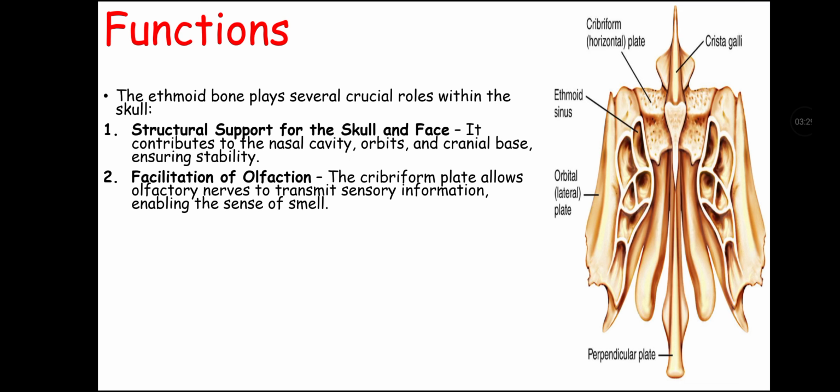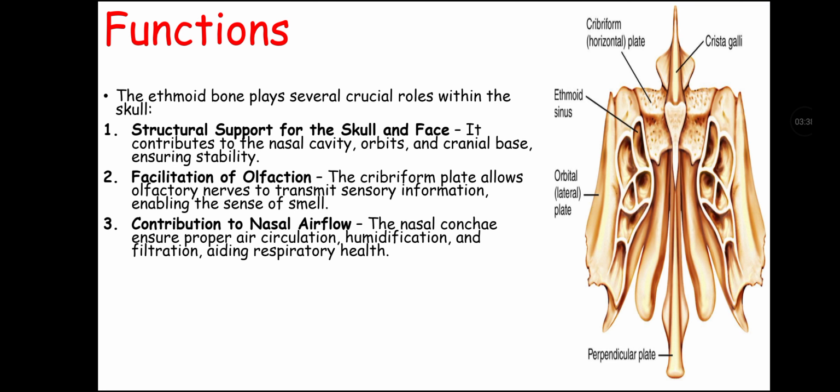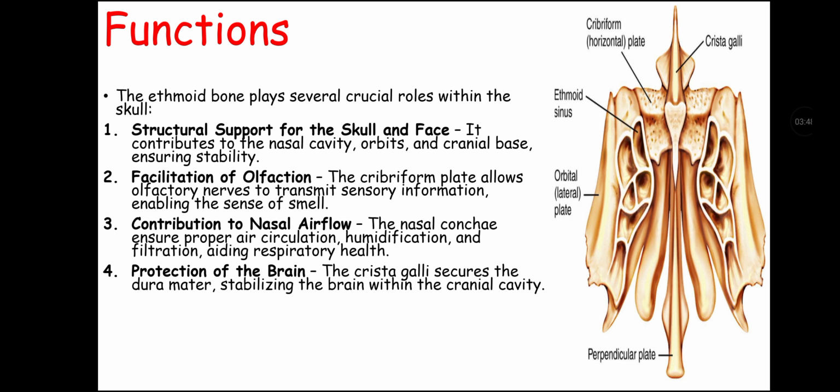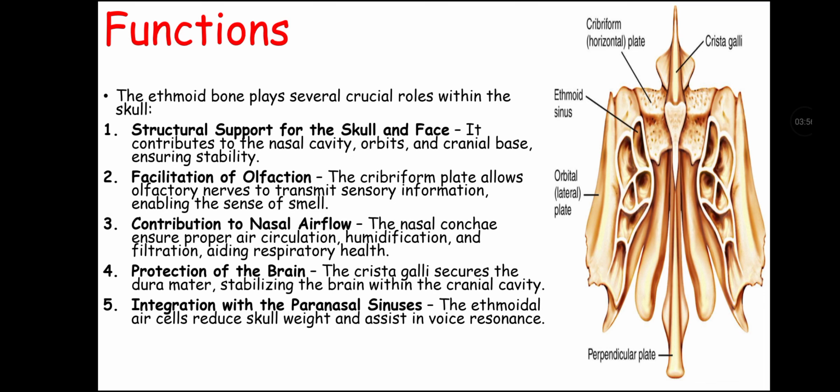The second function of it is facilitation of olfaction, as cribriform plate allow olfactory nerves to transmit sensory information, enabling the sense of smell. The third function of the ethmoid bone is contributing to nasal airflow, as the nasal conchae ensure proper air circulation, humidification, and filtration, aiding respiratory health. The next function of ethmoid bone is protection of the brain, as the crista galli secures the dura mater, stabilizing the brain within the cranial cavity.